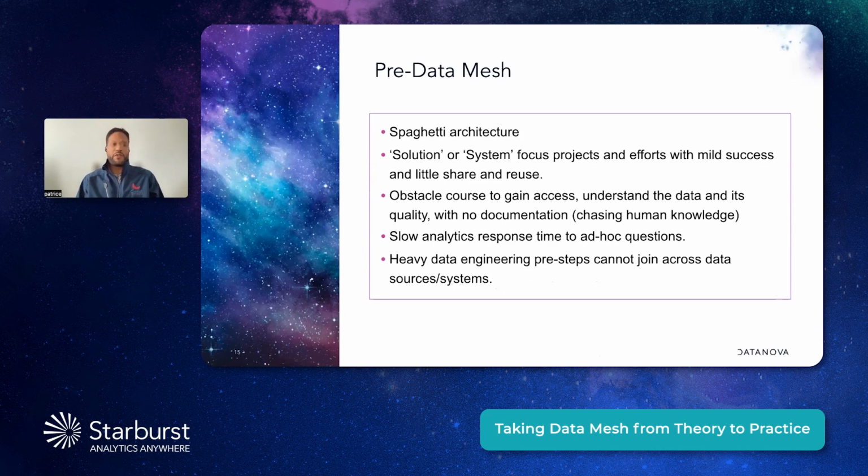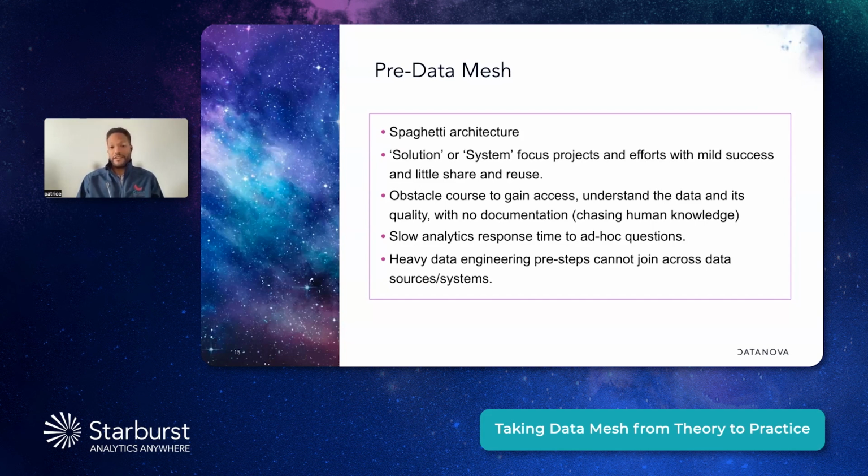So when we looked at what we had pre-data mesh, we had a spaghetti architecture. Everything was interconnected, and there was no real thought-out architecture for the data flow. It was solution or system-focused project and effort with mild success and little sharing and reuse. For data engineers and data scientists, it was an obstacle course to gain access to the data, understand it, understand its quality, and there was no documentation. We had to schedule multiple meetings and chase human knowledge about it.